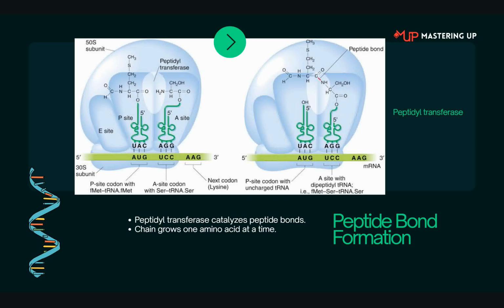And then the next tRNA arrives at the A site. And then it is later translocated to the P site. And between these two amino acids, which are brought by these tRNAs, a bond is formed by the action of peptidyl transferase. This bond is called a peptide bond.